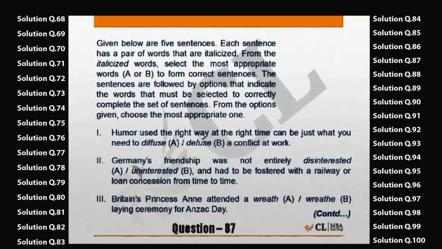Disinterested and uninterested, most people are usually confused between these two words. Disinterested, let me explain, means to be impartial, or neutral, more or less, right? And this is what correctly completes the sentence given here, since it says that Germany's friendship was not entirely disinterested and had to be fostered with the railway. So it had to be fostered. The friendship needed to warm up because of, let's say, a railway or a loan concession from time to time. This is why we use the word disinterested, that they were neutral at first.